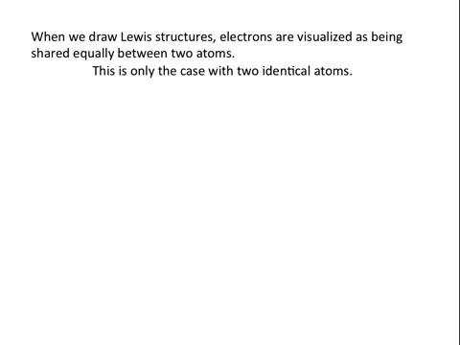Oftentimes, electrons are shared unequally, and that's because different elements differ in their electronegativities, or their tendency to attract electrons in a bond towards them. The more electronegative an atom is, the greater pull that atom will have on the shared electrons in a bond.